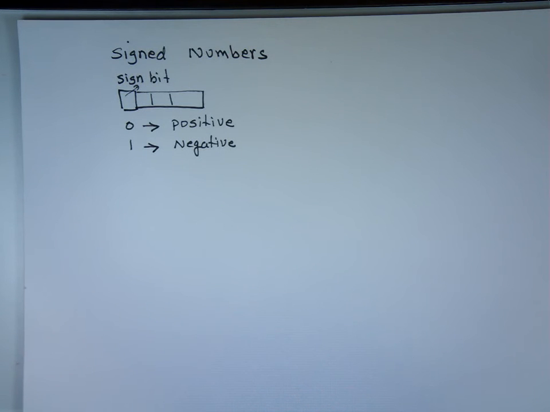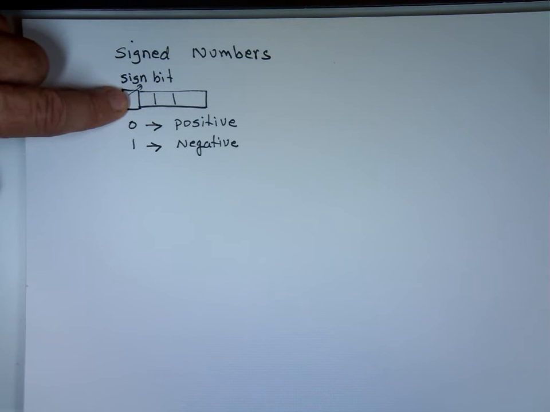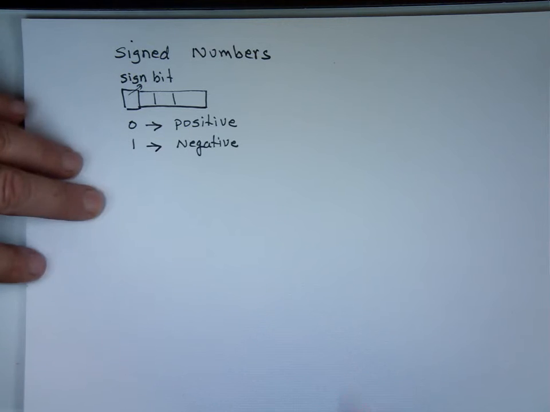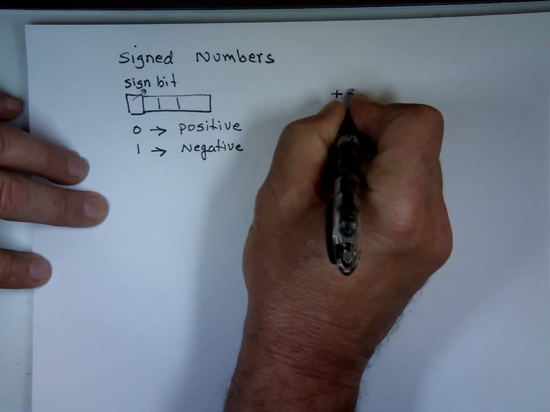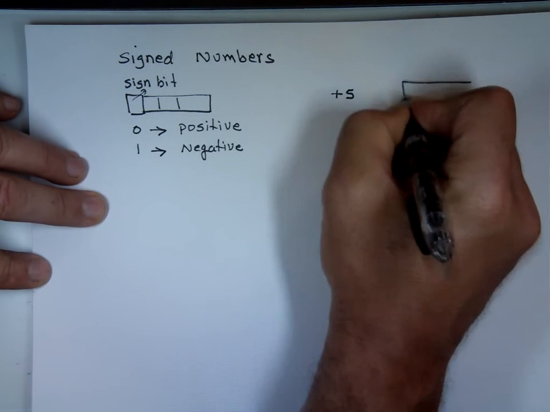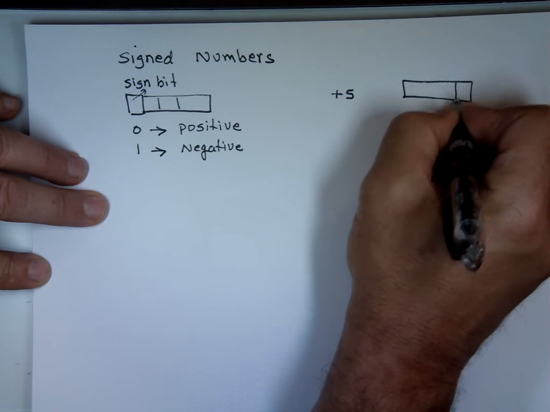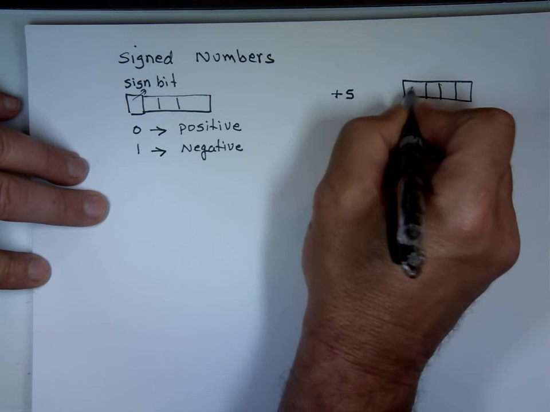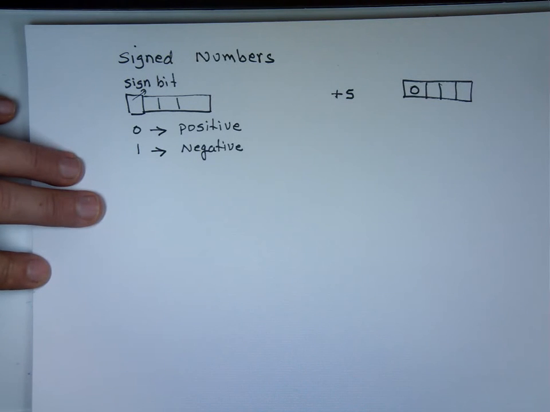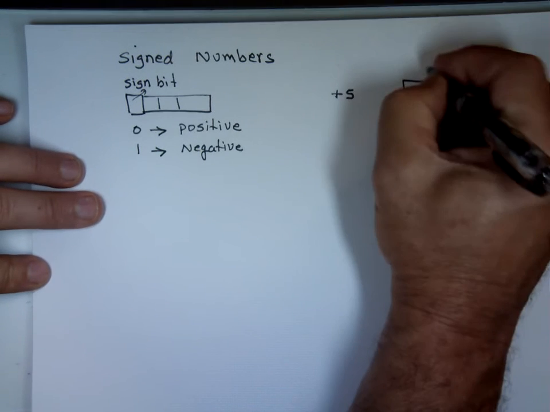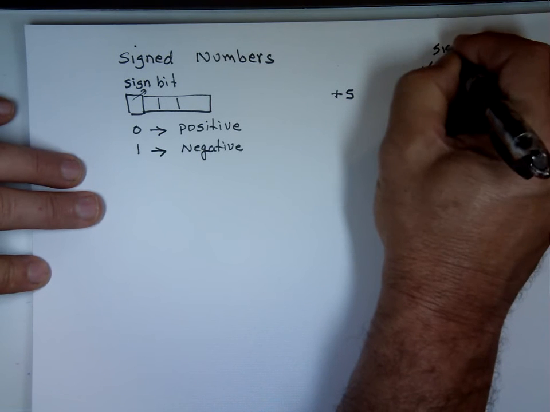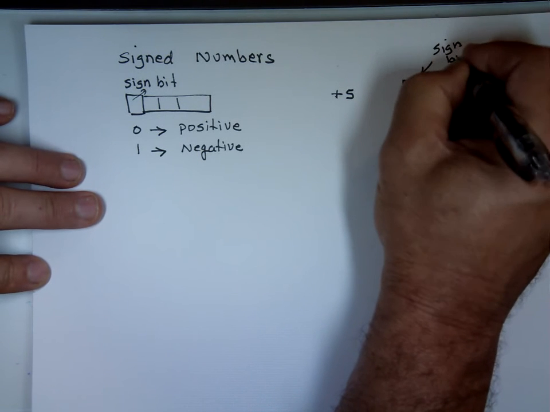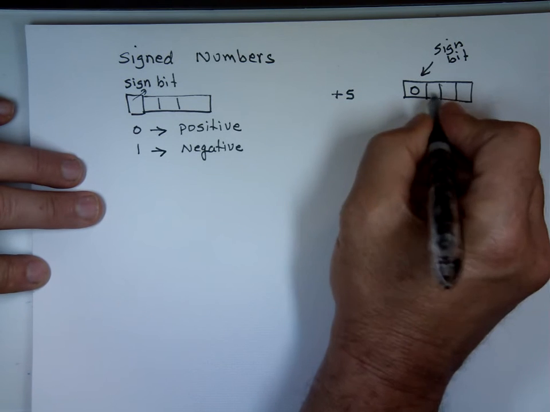If you're going to use 4 bits, I already killed 1 bit. So I'm in trouble. But if you wanted to write plus 5, there's the sign. Since that's a plus, it's positive, so we put a 0 on the sign bit. That's your sign bit. Now the 5 is what? 4 and 1.